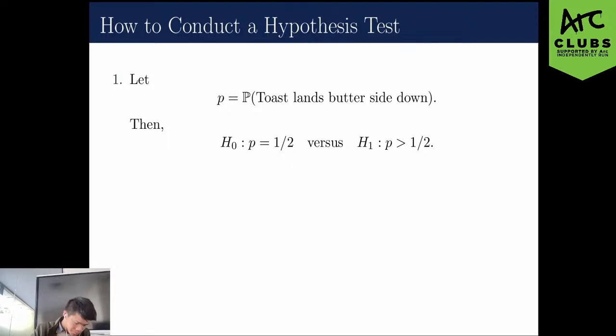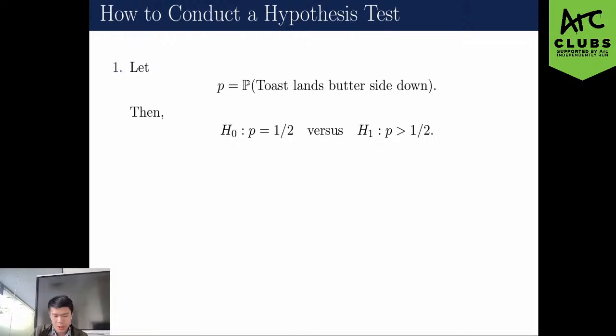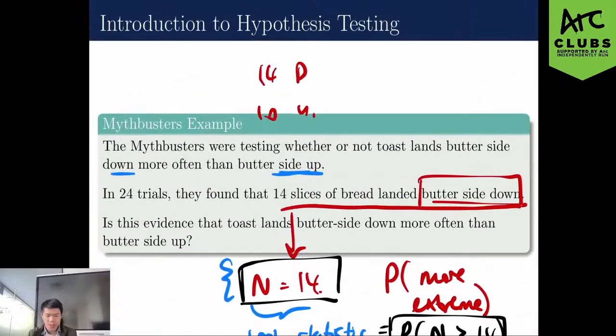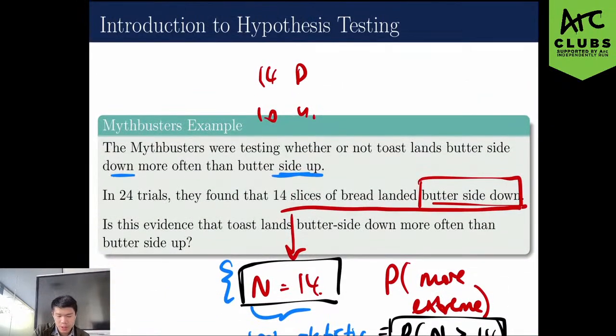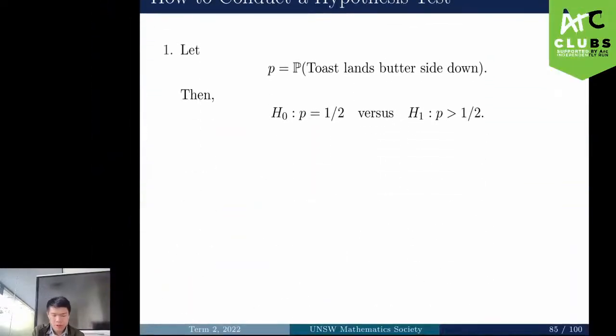So, p is equal to the probability that toast lands bottom side down. And as I said, we're trying to assess the probability because notice the wording of the question. We're testing whether or not it lands bottom side down more often. So we have this presupposition to believe that it's going to land bottom side down more often. So we test p equals a half against p is greater than a half.